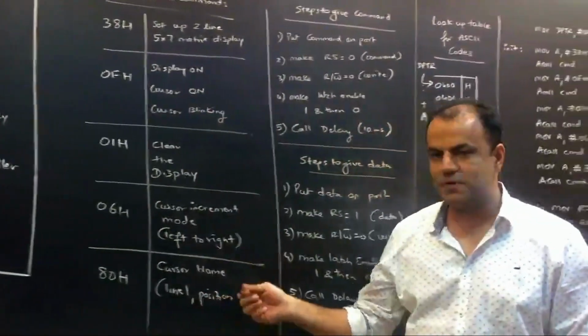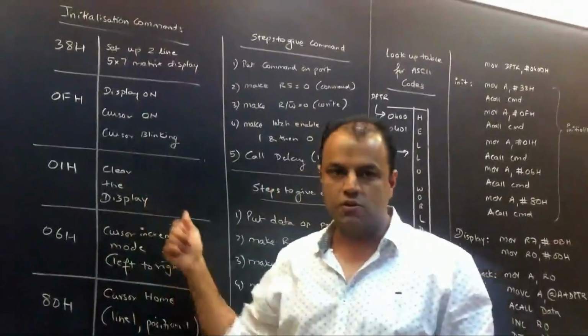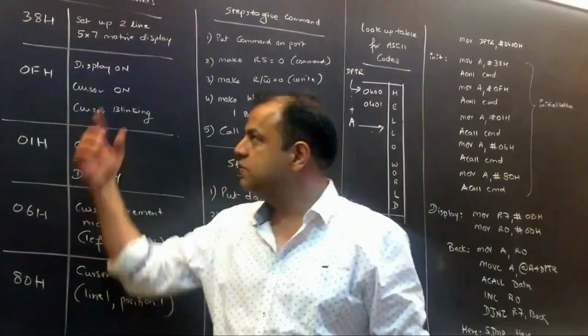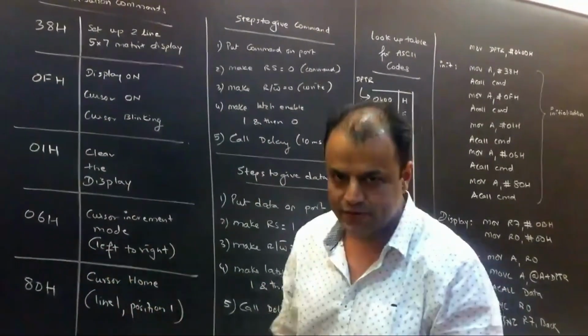So these are a set of commands. The numbers you've got to memorize, but I've given the logic behind it. Those are numbers. There's no logic behind numbers. Numbers you just have to know. 38, 0, 01, 606 and 80 are the numbers.